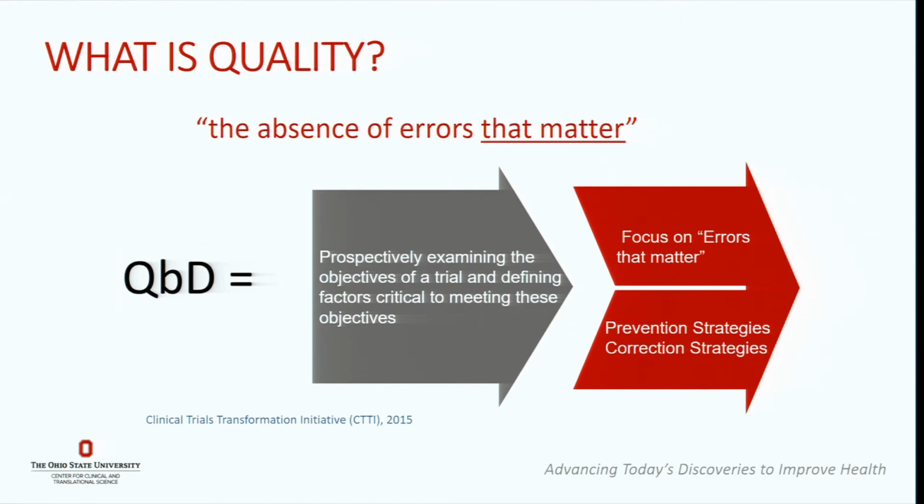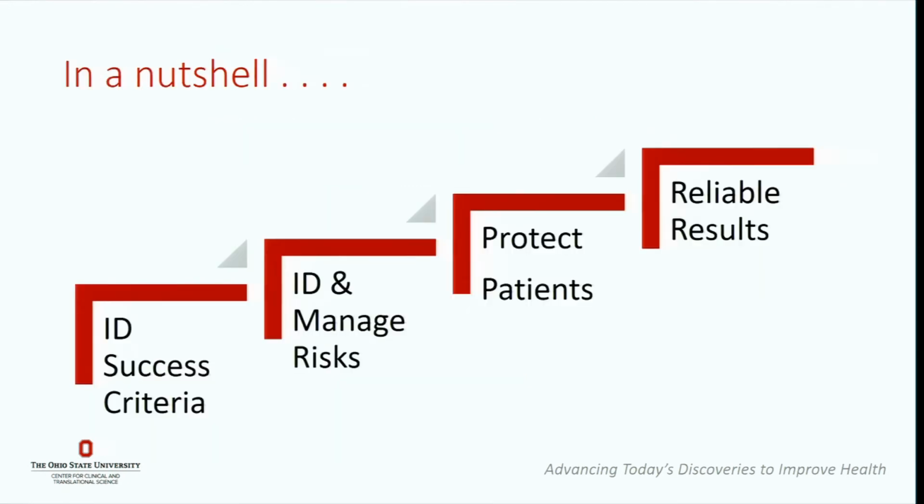So you know what I mean, because those clinical trials are exceedingly complex, okay? And so you want to focus on the areas that matter, and you want to implement prevention strategies and correction strategies as you go across embarking on the trial. In a nutshell, you're going to identify your success criteria, and you're identifying and managing risks that may occur and that do occur.